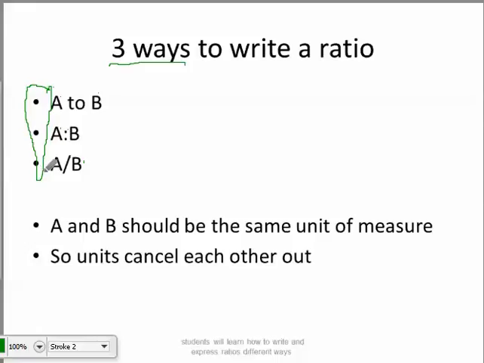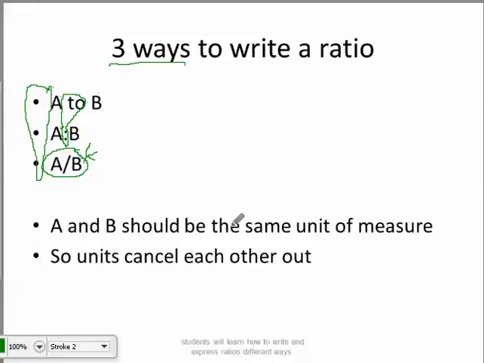Ultimately, what you should try to do is write it as a fraction because we can deal with this one mathematically. These two, even though they're valid ways of writing ratios, we don't have a way of solving these two, of dealing with these from an algebraic perspective. So we have to write it like this to solve it algebraically, okay?